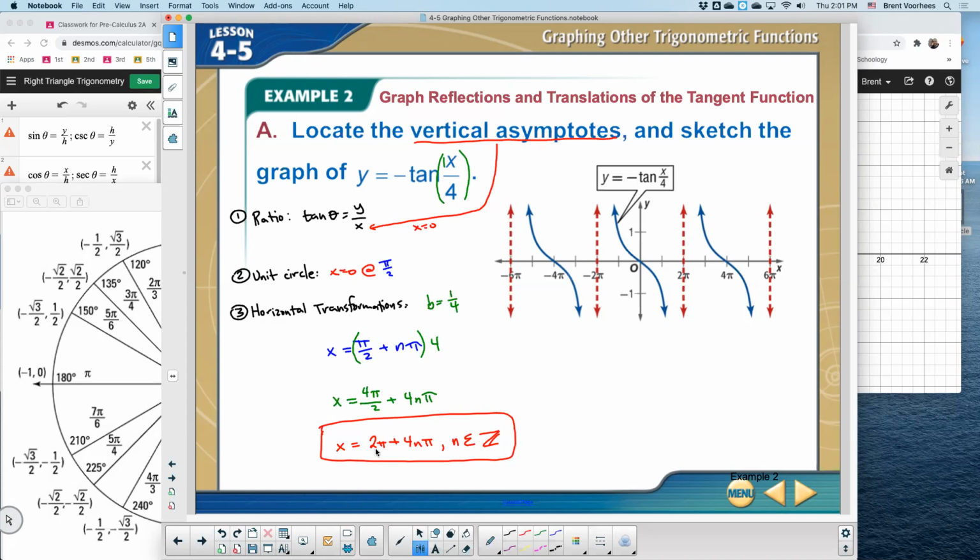Okay, so let's check this out. This is saying that our first asymptote should occur at 2 pi. So if I look at my picture, my first asymptote should occur at 2 pi. This is if n is 0. If n is 0, that goes away and we get an asymptote at 2 pi. Okay, what if n became a 1? Well, if n is 1, then we would have 2 pi plus 4 times 1 times pi. What's 4 times 1? 4. So what's 2 pi plus 4 pi? 6 pi. You see how they got that?